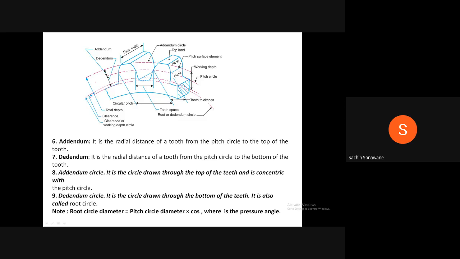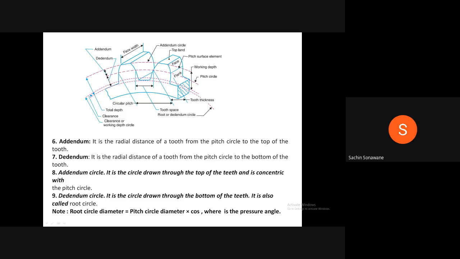Now next is addendum circle. Here you just see this circle which passes through the top of the tooth. This addendum circle is written here. It is the circle drawn through the top of the teeth and is concentric with the pitch circle.